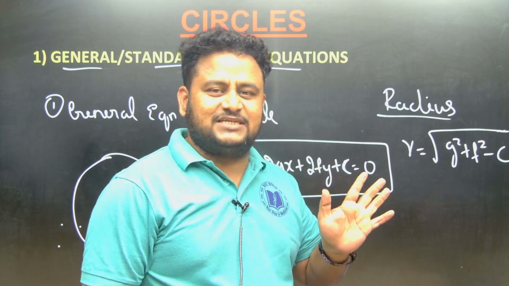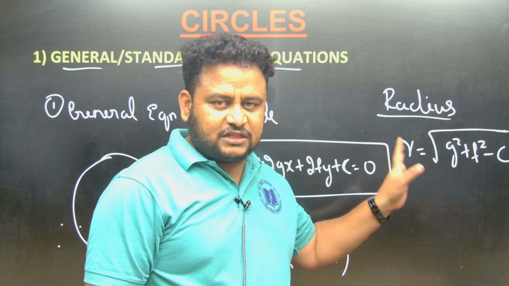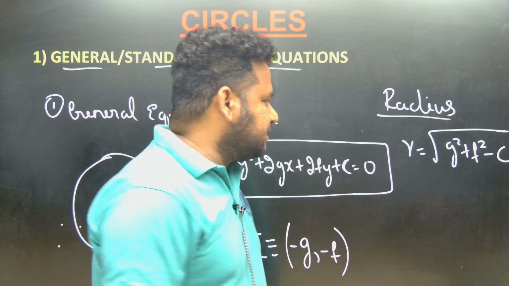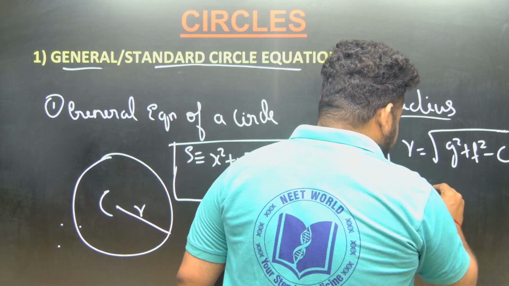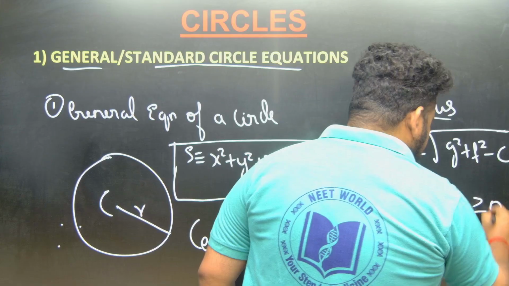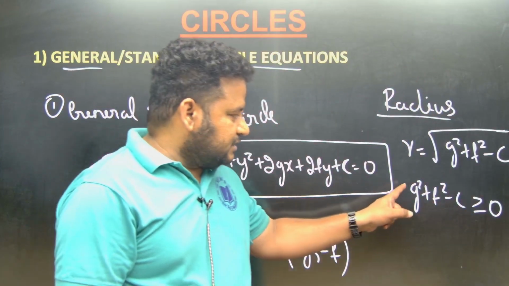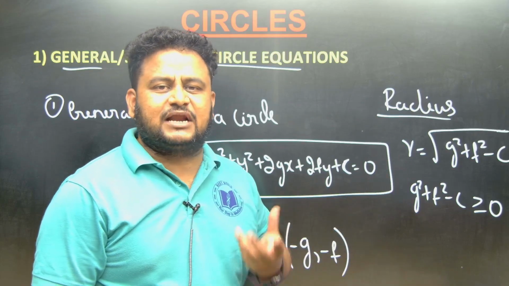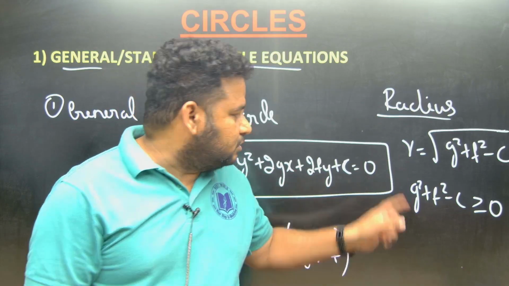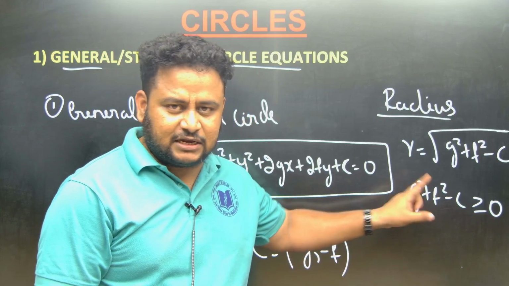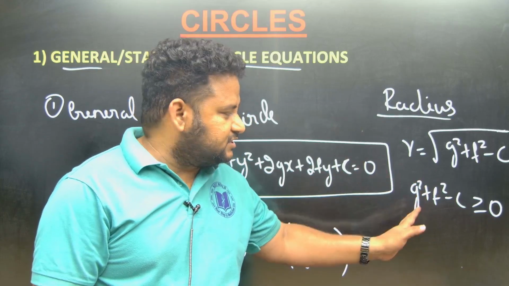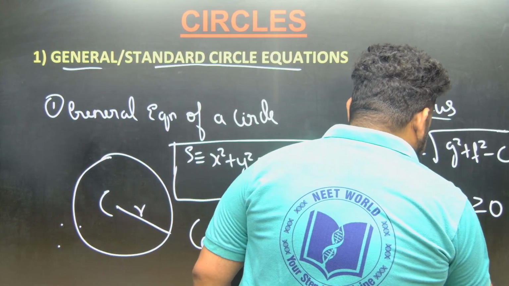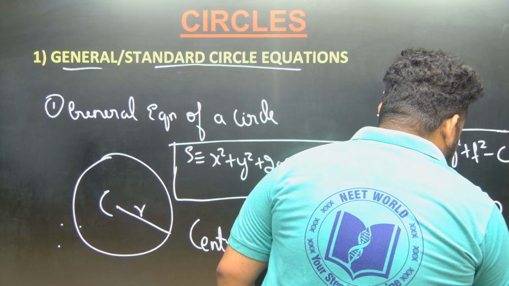In the functions chapter itself, I told you that whatever is coming under the square root should always be greater than or equal to 0. That means G square plus F square minus C should always be greater than or equal to 0. A pertinent question will arise for you. Since it is greater than or equal to 0, it should be a non-negative value. That means the radius should be a non-negative value.